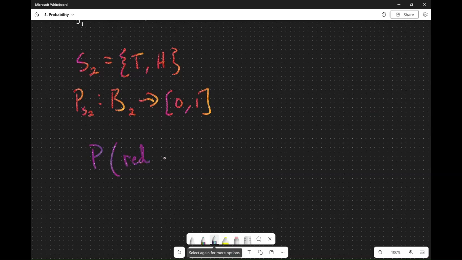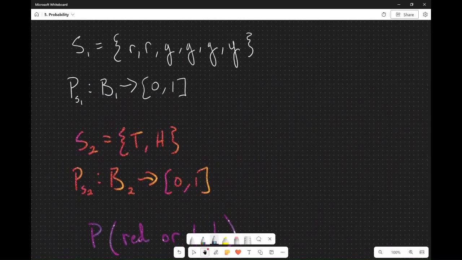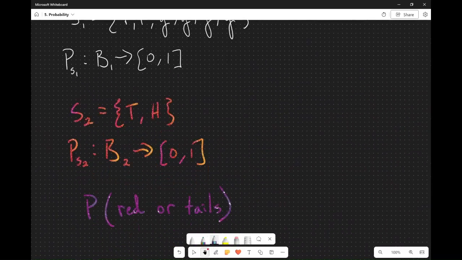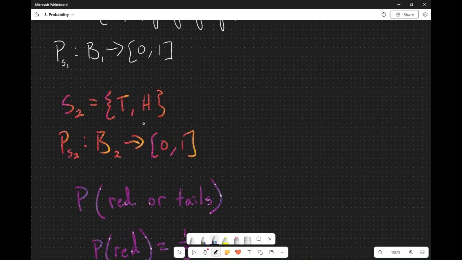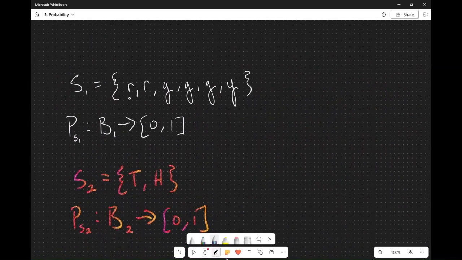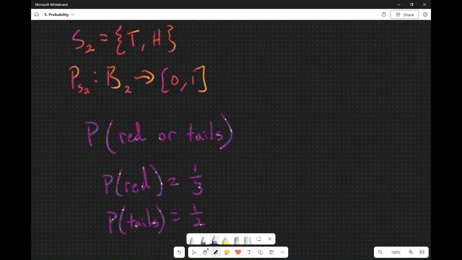So the question we might ask is, what is the probability of red or tails? So this is a question, right? So we know from our previous section the probability of red is 2 out of 6 or 1 out of 3, and the probability of tails is a half, right? Tails is 1 out of 2, and red is 2 out of 6 or 1 out of 3.